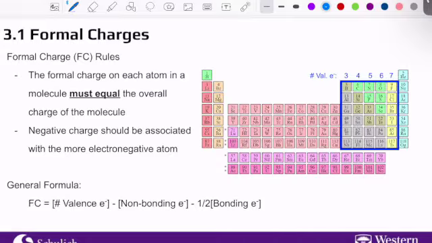And the negative charge should be associated with the more electronegative atom. We know from periodic trends that electronegativity increases from left to right and from down to up in the periodic table. And the negative charge should be associated with the more electronegative atom because it more wants the electrons. I've also included the general formula for how to calculate formal charges. Now, that being said, I will also show another method that I would consider a shortcut to calculating formal charge associated with any atom.